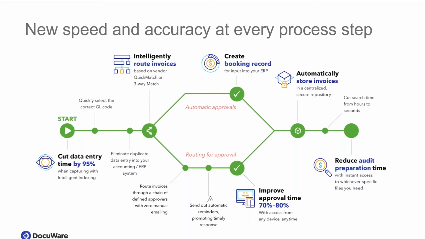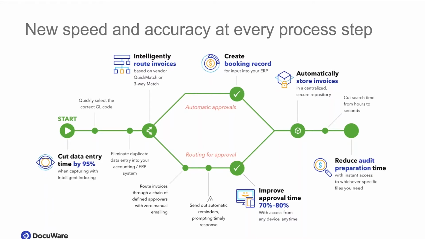Now, in accounting, there are a couple of different steps that you take, whether you're doing a quick match, a three-way match, a straight-through approval process, or maybe we have to go to certain cost centers in order to get approval.